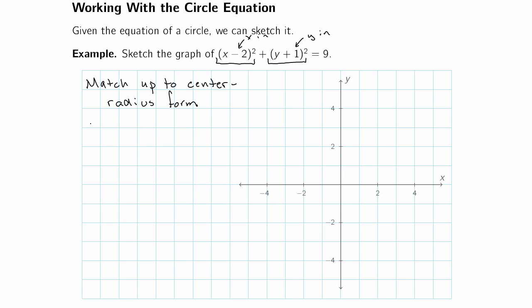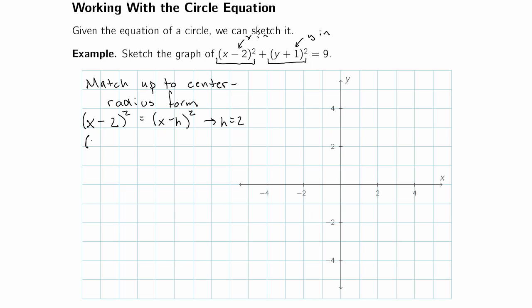Our x term, we have x minus 2 squared matching the x minus h squared. Well, that's easy then. h is just 2, right? If I plug in 2 for h, I get what I see in my equation.